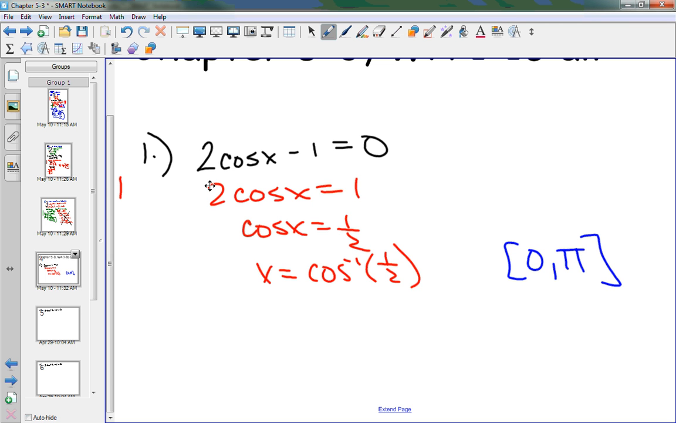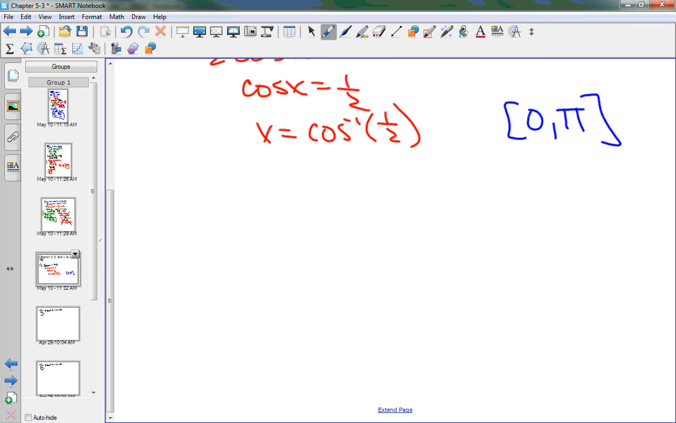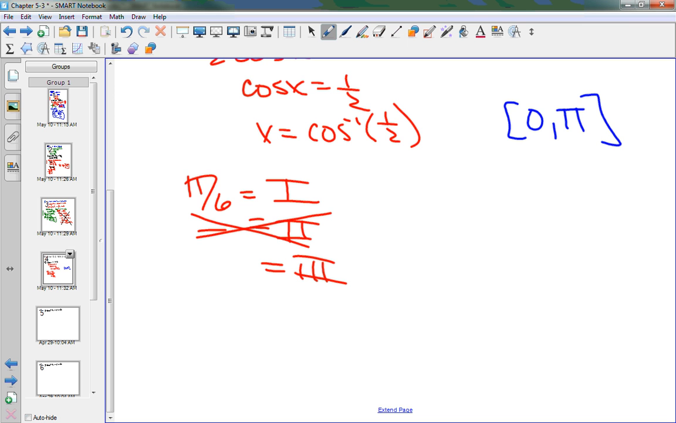So what angles from 0 to pi have a cosine of 1/2? Cosine x or y? X is your cosine value. So which angle has a cosine of 1/2? Pi over 6, which is in quadrant 1. Do I have an angle in quadrant 2 that's positive 1/2? Well, no, right? Why no? Because in quadrant 2, cosine is negative, so that's not going to work. How about in quadrant 3? Is cosine positive or negative in quadrant 3? It's negative, so that's not going to work.